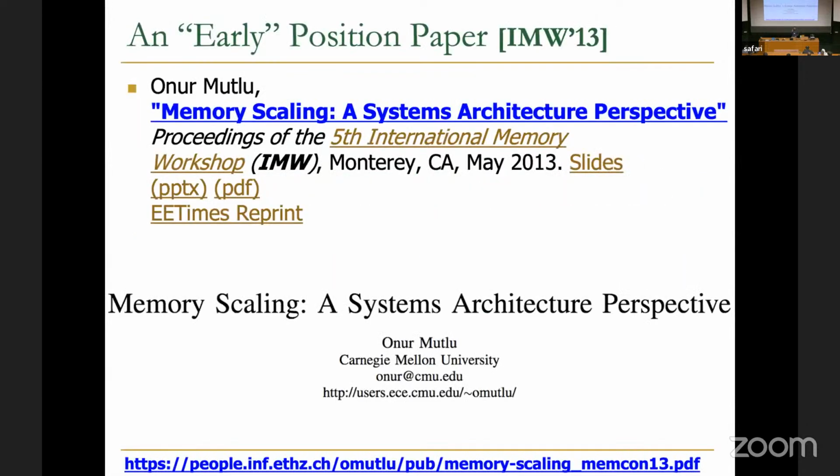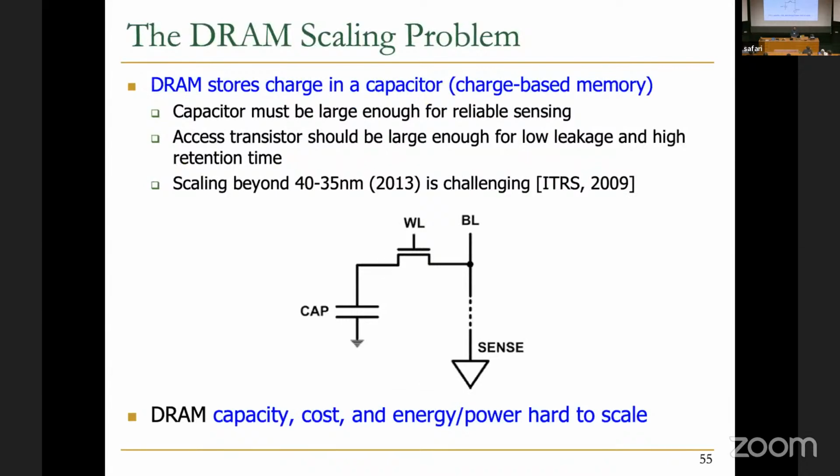This is just a reminder about this early memory scaling paper. As we scale memory, we expect some reliability issues. This is early work that projects that as we go forward and increase DRAM density and reduce DRAM cell size, it will become more challenging because capacitors must be large enough for reliable sensing, and access transistors should be large enough for low leakage and high retention time. Scaling beyond some technology nodes will be quite challenging.